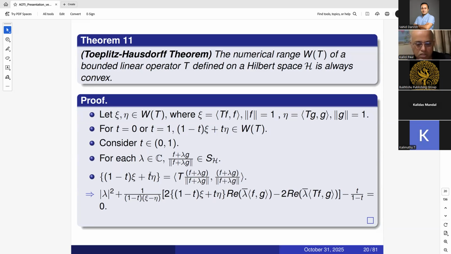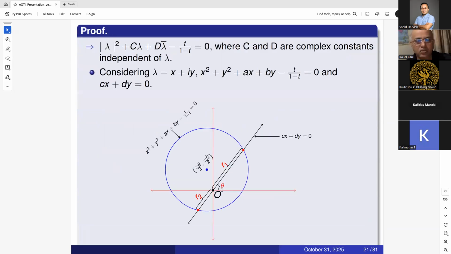Once we do some calculations, we can see that this actually leads to a relation of this form: mod lambda square plus c lambda plus d lambda bar minus t by (1 minus t) is equal to 0, where c and d are complex constants independent of t. Now lambda is a complex number, so you consider lambda equal to x plus iy. Then you will get two equations. One is x square plus y square plus ax plus by minus t by (1 minus t) equal to 0. And another is cx plus dy equal to 0.